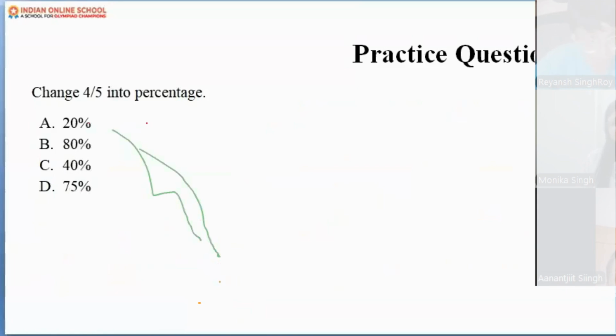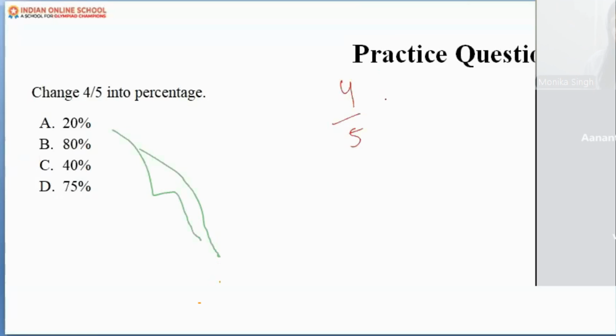Change 4 by 5 into percentage. Now this is for you. This question is for you, all of you. Find out the percentage of 4 by 5. What do we need to do to take out the percentage? Ma'am, it is 80%. First of all, give me the answer. What do we need to do here?